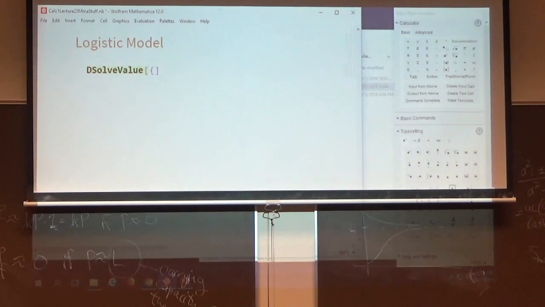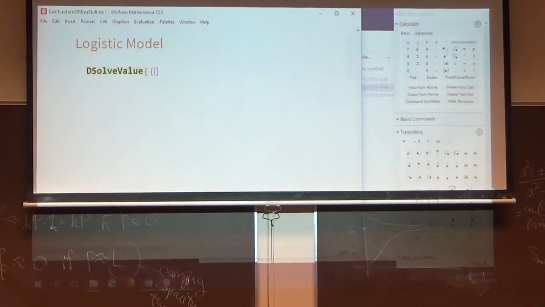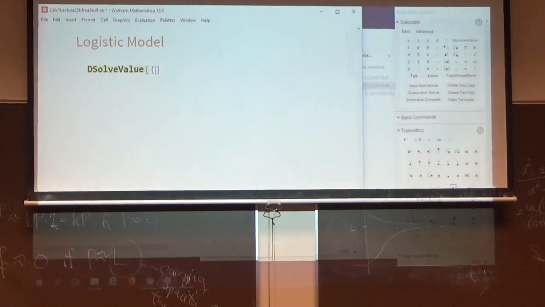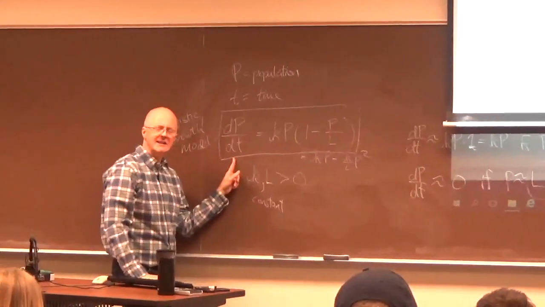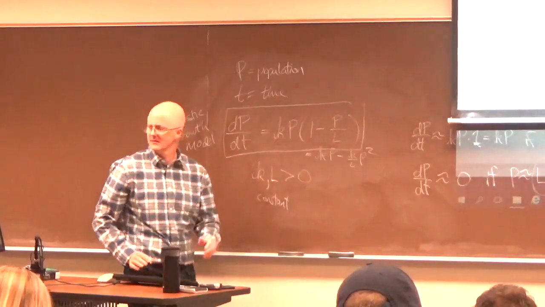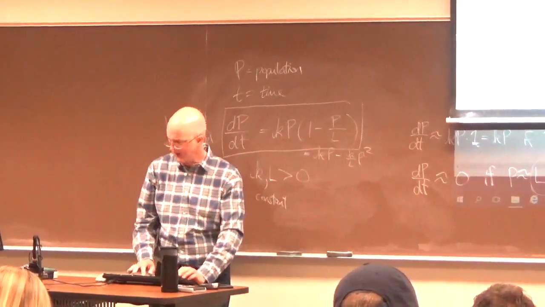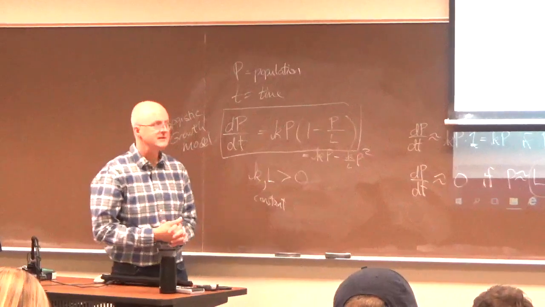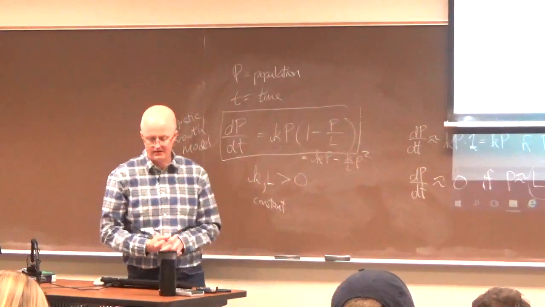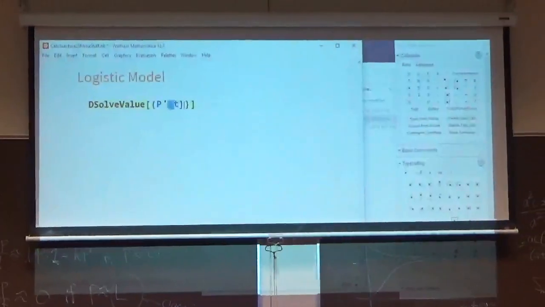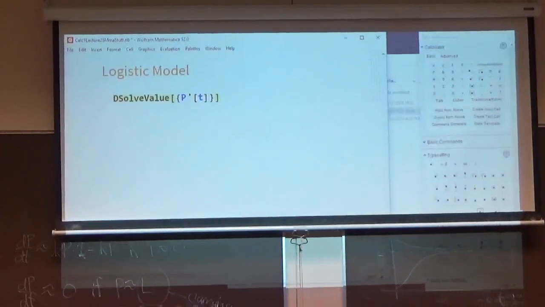Type the differential equation in. Here it is on the board. Circle that, maybe put that on the camera again. I need to type the differential equation. I also need to type the initial population in some way, inside curly braces. P prime of t is a way to type in dp dt.